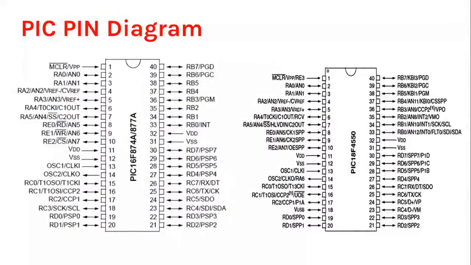In this pin diagram, I'm going to use port C today, port C of timer 2. On the 17th pin, I'm going to use CCP1, the 17th pin.